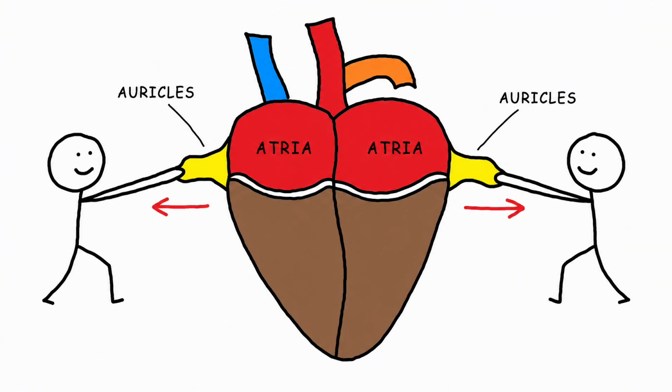So the heart is divided into four chambers, as I said earlier. The atria are the thin-walled upper chambers receiving blood returning to the heart.